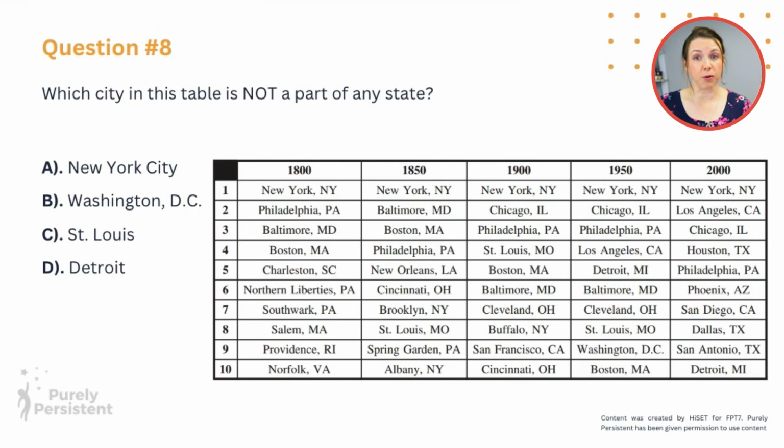Which city in this table is not a part of any state? Okay, New York City is part of which state? New York. So that's not it. Washington, D.C. is our capital, the capital of the United States. And it does not belong to a specific state. And our founding fathers planned it that way so that, if a state is the capital, it makes them maybe feel a little bit better or have more powers. No, we wanted to just have a city with no state. So B is our answer, right? St. Louis is Missouri and Detroit is Michigan.